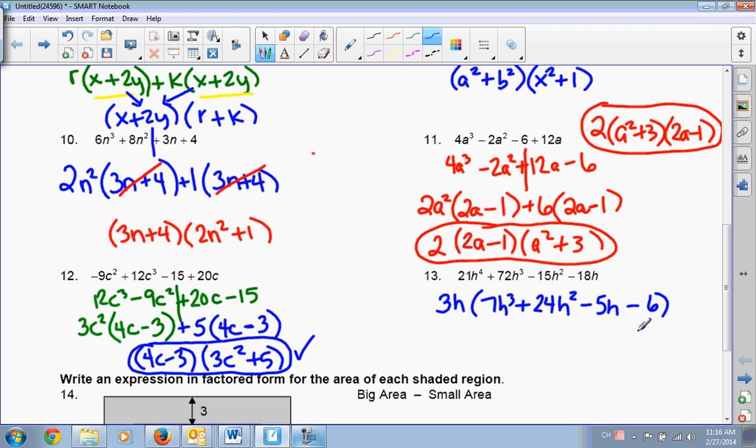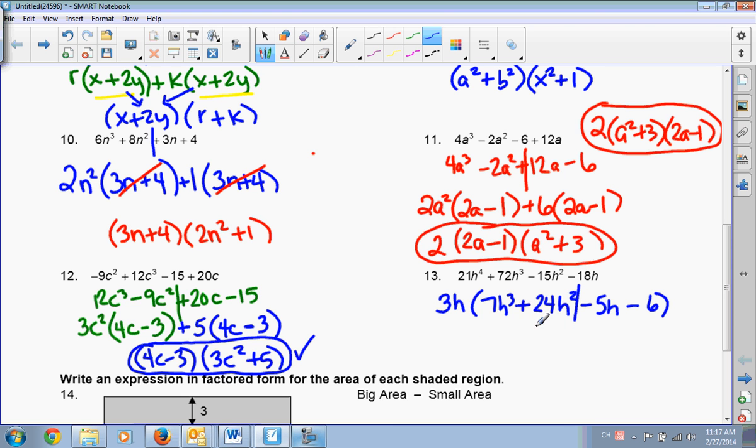No. We pulled out the GCF, but we still need to split. So the difference between 11 and 13 is there really isn't a difference. In 11, we just factored the GCF out at the end, and in number 13, I'm factoring it out at the beginning. You can do it either way. Doesn't matter if you factor it out at the beginning or at the end. Either way, you're still going to have to group.